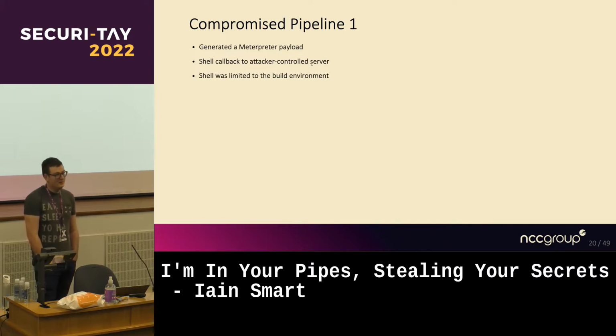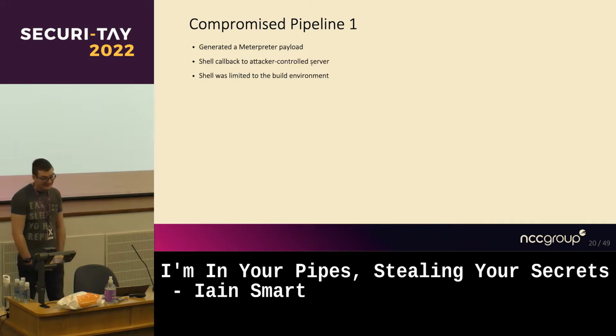So Jenkins runs and goes, oh, I need to go and get this jar file and run it as a dependency. Loads up Meterpreter, conveniently calls back to our C2 server. I say C2, Metasploit server sitting on the internet. C2 makes it sound far more grand. So basically, we've got a shell in the build environment.